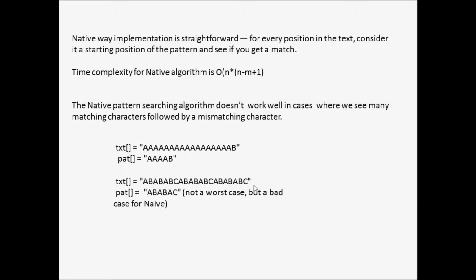If you see this pattern, there are four A's and a B, and in the pattern also there are so many A's and one B. Similarly, in the second text there are so many matching characters and also so many mismatching characters. So in this case, the naive implementation is very bad. So we will go through the KMP algorithm.